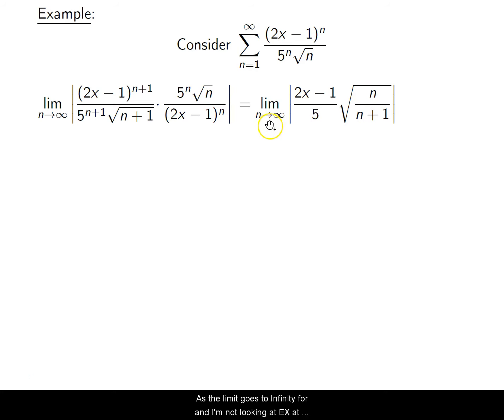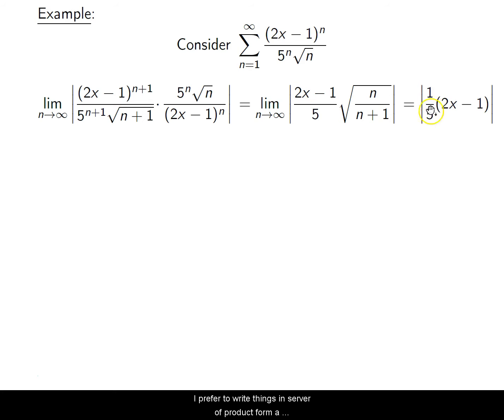As the limit goes to infinity for n, I'm not looking at x at all, only the n's. Okay. This is a number with a larger number on bottom. It doesn't matter if it's square rooted or not. The denominator will grow faster than the numerator, which means that this will tend to go to 0. So the limit of this goes to 0. The limit of this doesn't do anything because the limit is with respect to n. So what I'll be left with is just the absolute value of this.